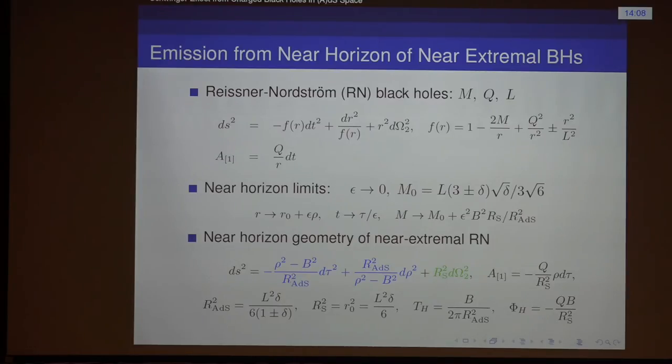But with the cosmological constant, they are different. And then we also have the gauge potential here, and from this gauge potential we will see the electric field is a constant. Okay, so this is the detail about the expressions of the RS and RADS, and the Hawking temperature, and also the chemical potential on the horizon.